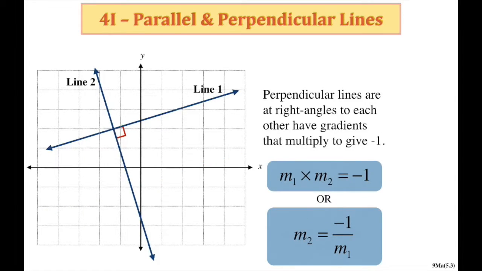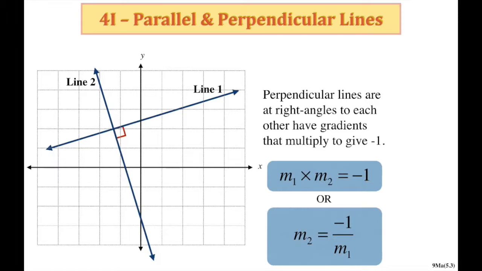What about perpendicular lines? Well, we've now got a new diagram. You can see the two lines are at right angles to each other. That means they're perpendicular. Line 1 has a gradient called m1, and line 2 has a gradient called m2. If those gradients multiplied together give an answer of -1, that means we know the two lines cross over at right angles, they are perpendicular. If it doesn't give an answer of -1, they are not perpendicular.